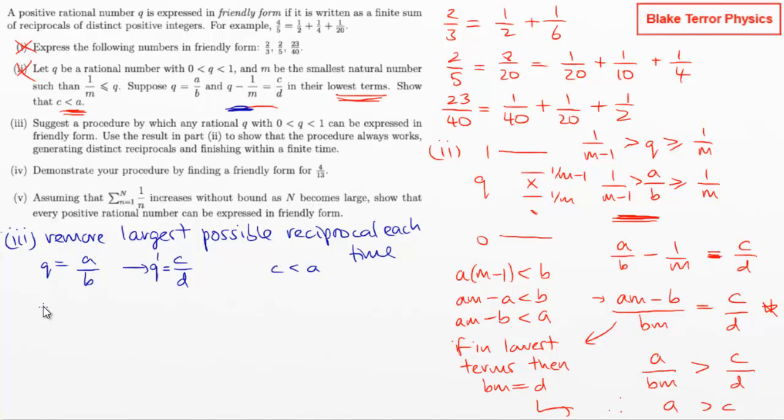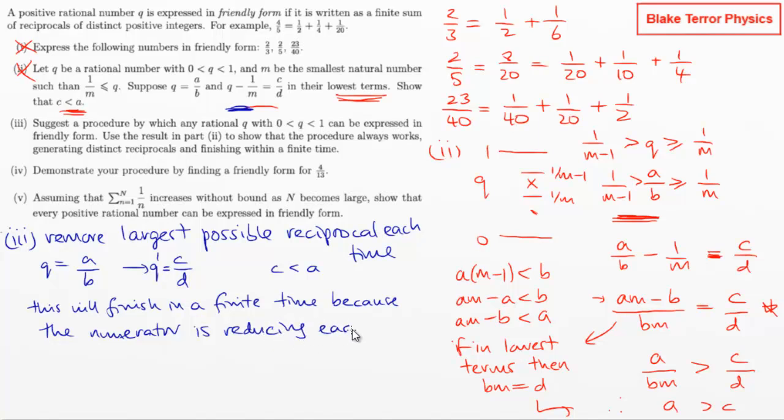So why must it finish in a finite time? So this will finish in a finite time because the numerator is reducing each time. Brackets, so process ends when the numerator equals 1. Actually, is that guaranteeing we got distinct? Generating distinct reciprocals, finishing in finite time.